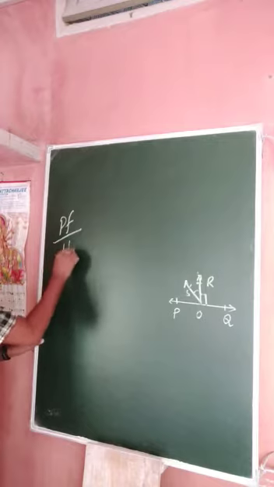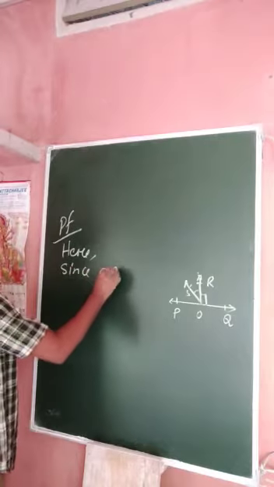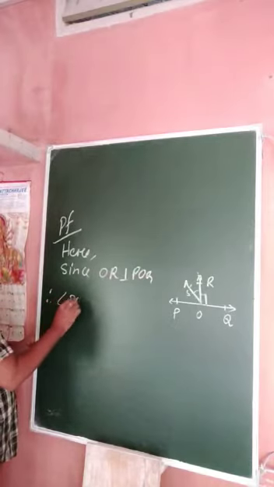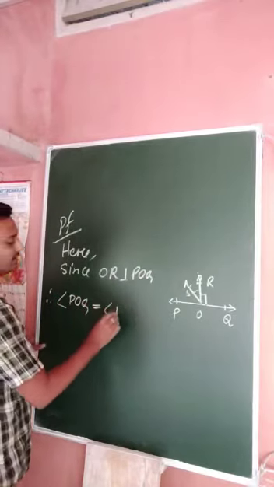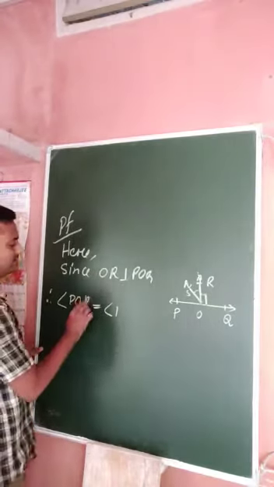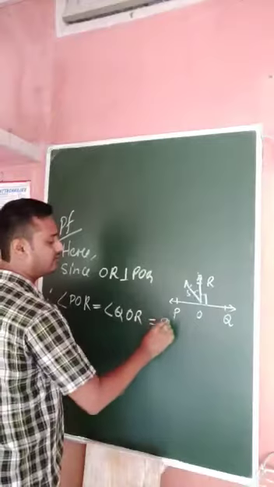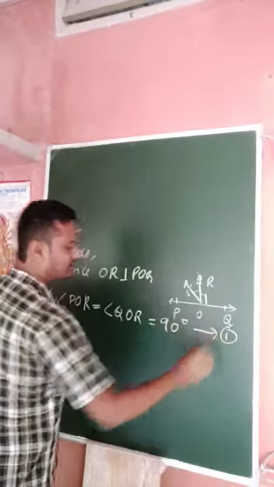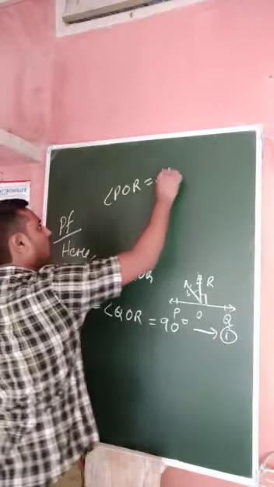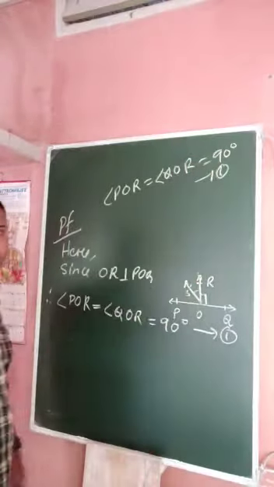Okay, so here you can write, since OR perpendicular POQ, therefore angle POQ is equal angle POR, not POQ, POR is equal to angle QOR, equal to 90 degree. You can write this one as 1. That means angle POR is equal angle QOR is equal 90 degree. That is equation number 1. We have to use later on. Okay.